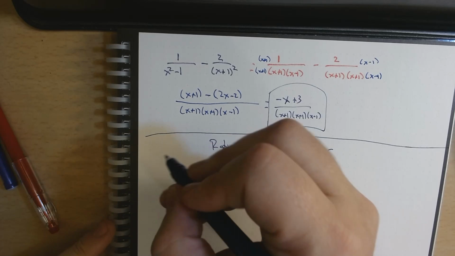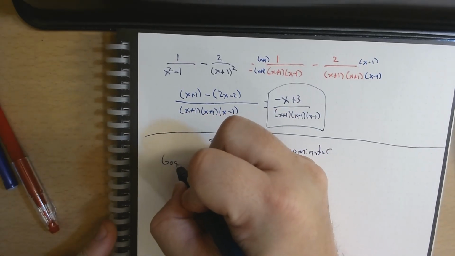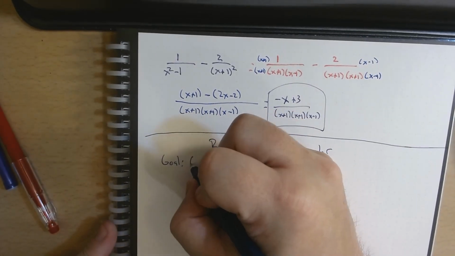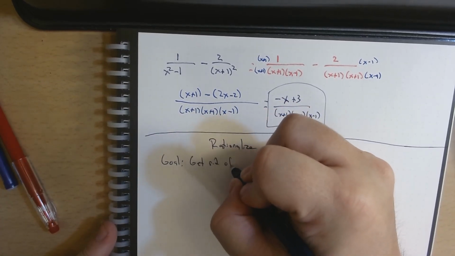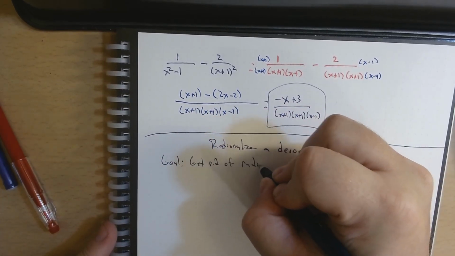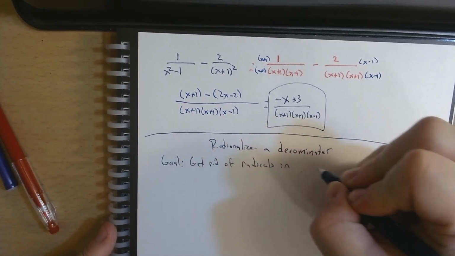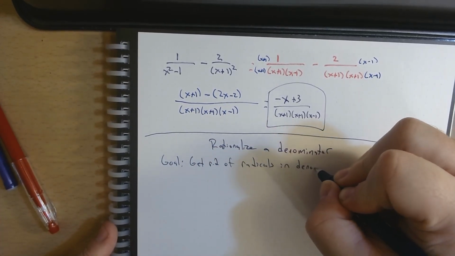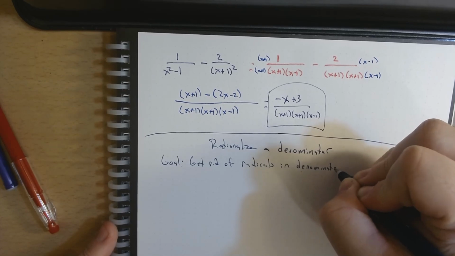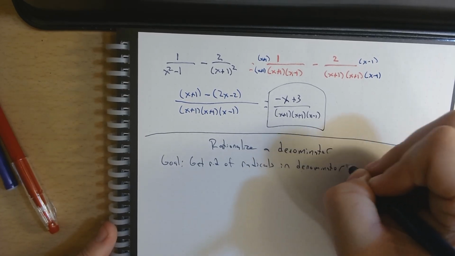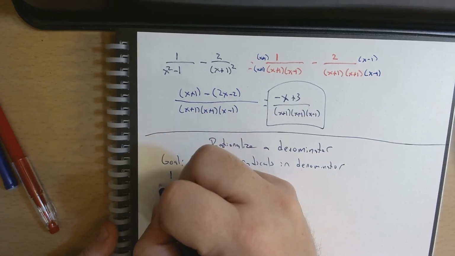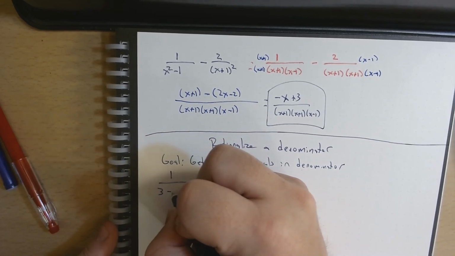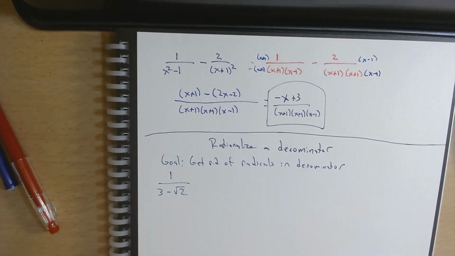Basically what we're trying to do, the goal is to get rid of radicals in the denominator. As in 1 over 3 minus the square root of 2. We don't like having radicals in the denominator. Got to get rid of them.